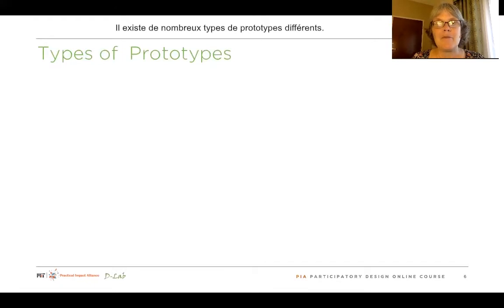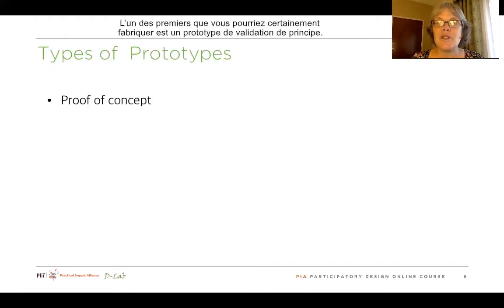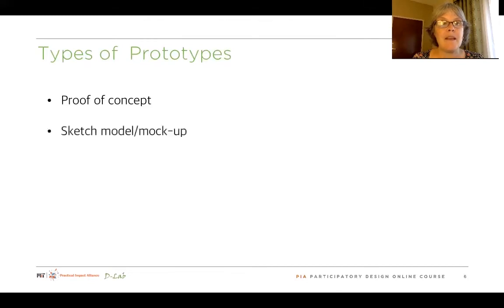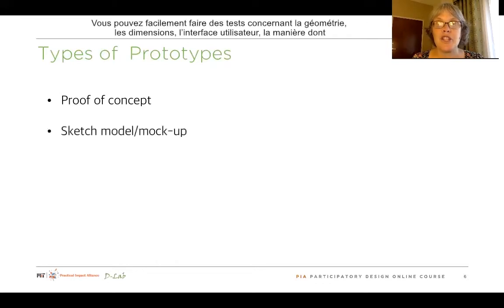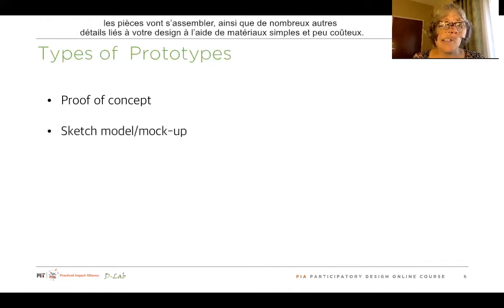There are many different types of prototypes. One of the first ones you might make is a proof of concept prototype. This allows you to test the core idea of your design and be sure that it actually works. Sketch models are simple prototypes that allow you to work out the details of the form and the function of your design. You can easily experiment with the geometry, the dimensions, the user interface, the way parts will fit together, and many other details of your design using simple, inexpensive materials.